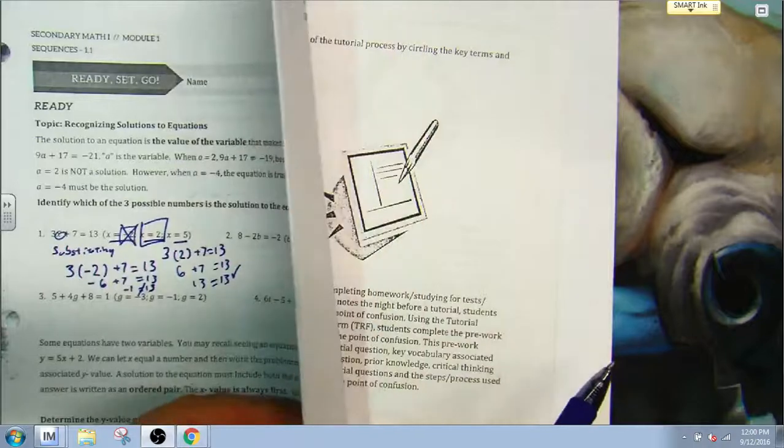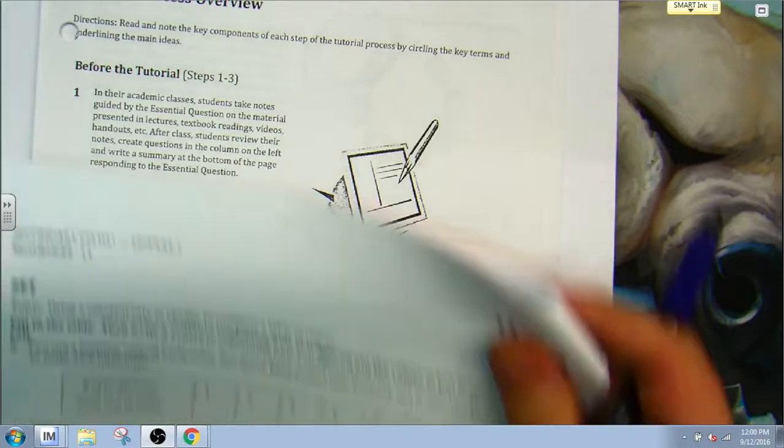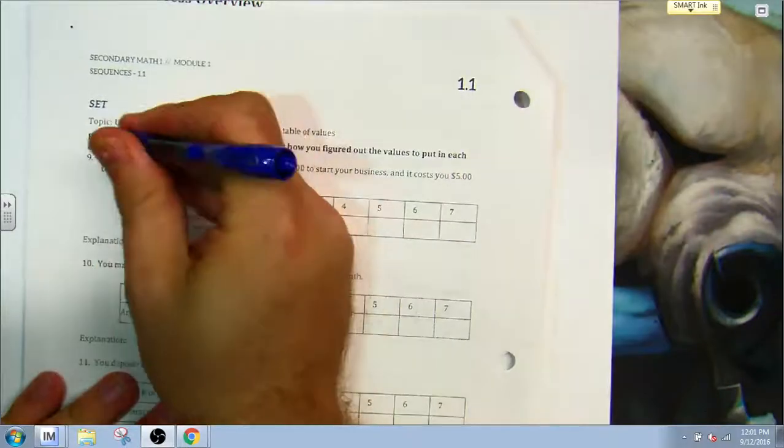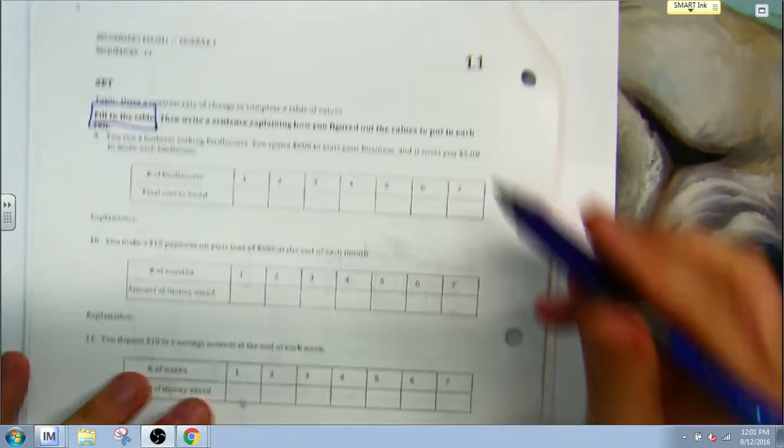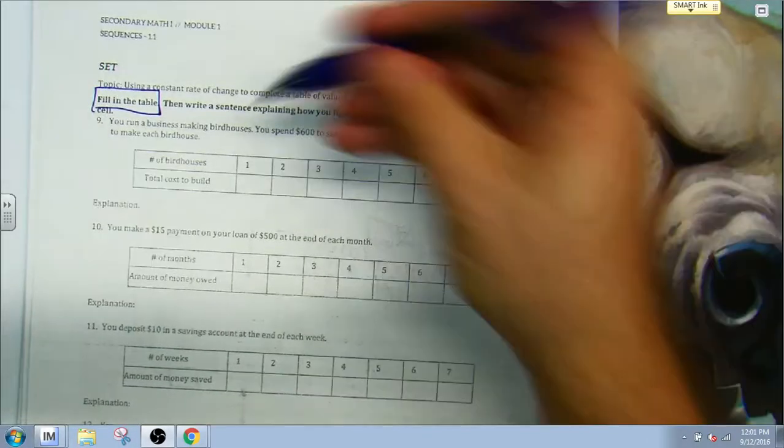All right. So that's that first page. Let's go ahead and turn to the second page of the homework. Now when we're looking here, it's asking us to fill in the table, and then write a sentence explaining how we figured out the value. So let's look at number 9.